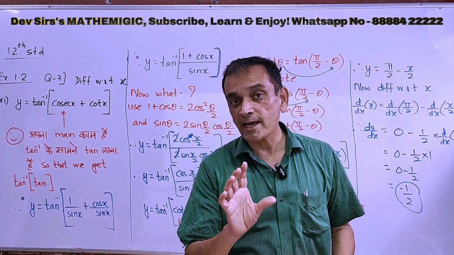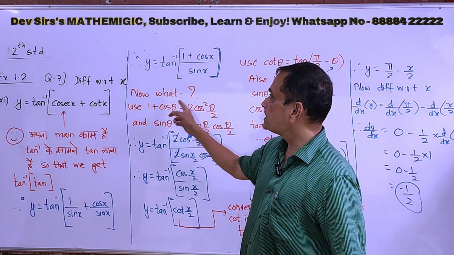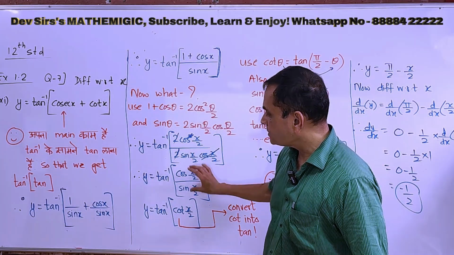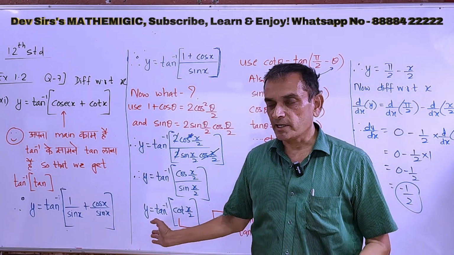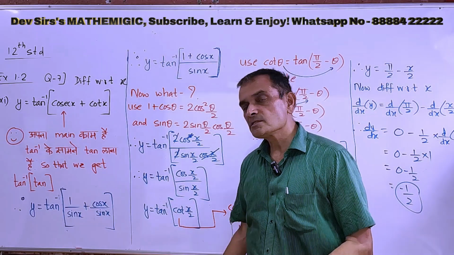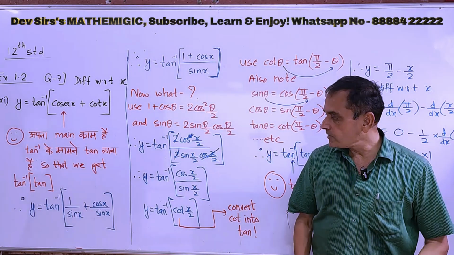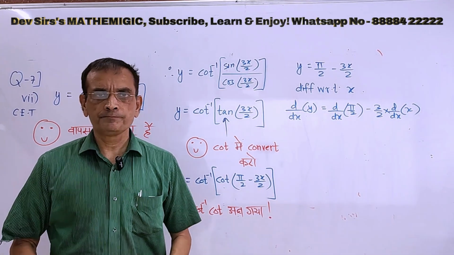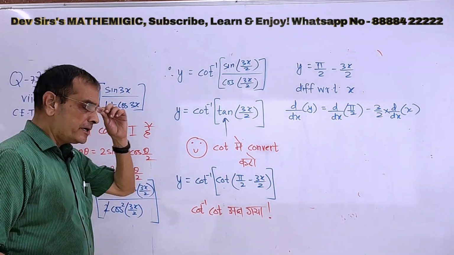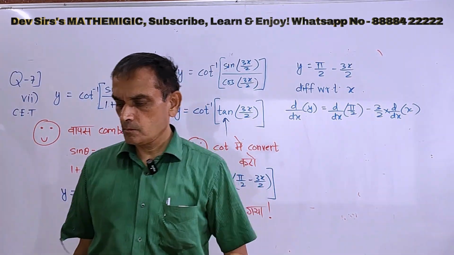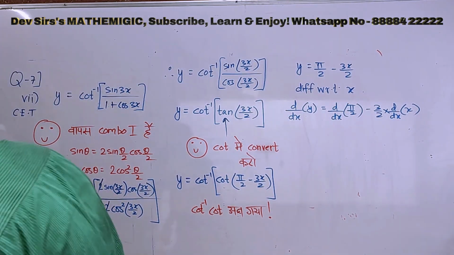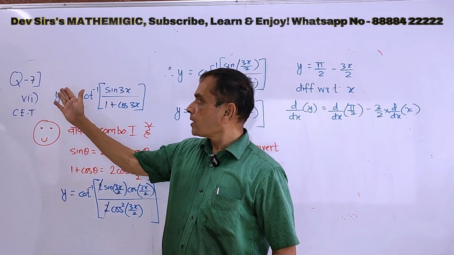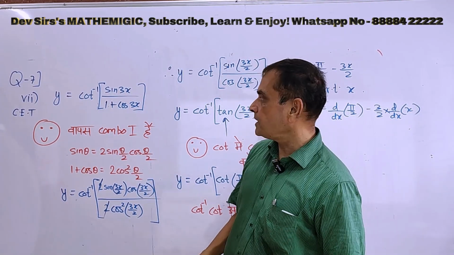और combo 1 क्या है? 1 plus cos theta is present along with sin theta. दोनों के फॉर्मूले यूज कर लो, it gets converted. Okay? Try this out. Then we'll take the second example. चलो फिर अभी second problem. Next one from the textbook. Inverse trigonometric function का question 7, 7th one CET का समय.